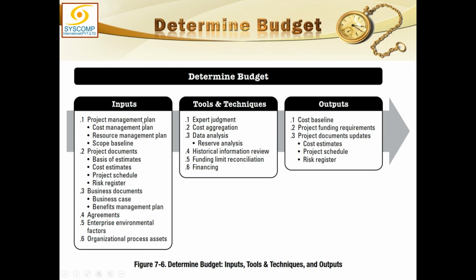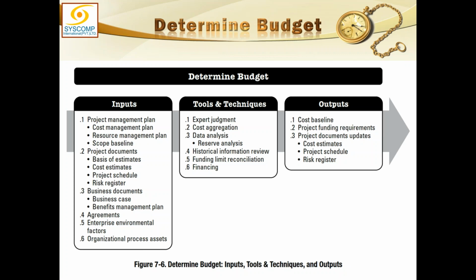So Determine Budget has almost the same kind of inputs. It has the project management plan and project documents. It also has the business documents, because those determining the budget also keep in mind the business case and the benefit management plan. That is important so they can ensure that the basic business document is being complied with. Then, if we have agreements with subcontractors or other people, those agreements should also be present, and enterprise environmental factors and organizational process assets are required.